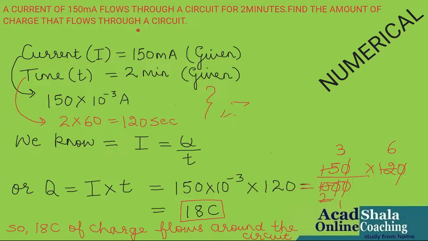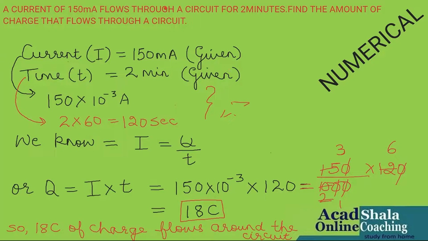Now what is given in the numerical? That is the first point we have to see. Whatever is given in the numerical, we will write it. So current, that is I, is given, that is 150 mA, that is milliamperes, and the time is also given, 2 minutes. So we have noted down over here that these two things are given.